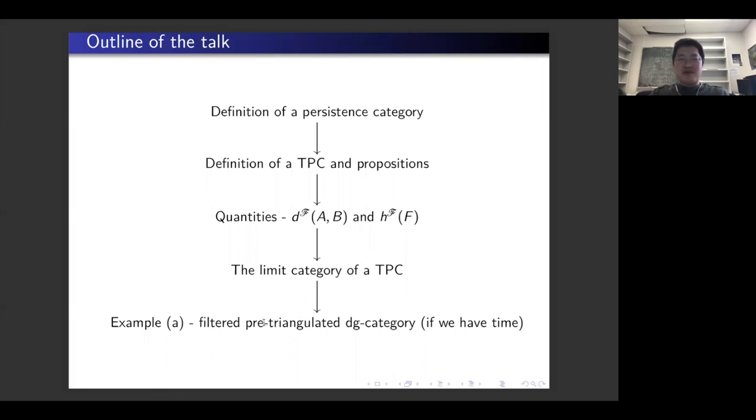And if we still have time, we'll talk about this example A. So this example is not completely new, right? At least most of the names are standard topics. But once you put the word filter there, every small piece needs some modification. If we have time, we'll talk about this. And if not, we'll skip it. It's also a technical part. Okay, so before I start the definition of the first one, persistence category, do you have any questions?